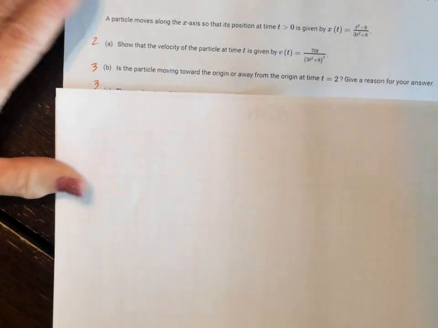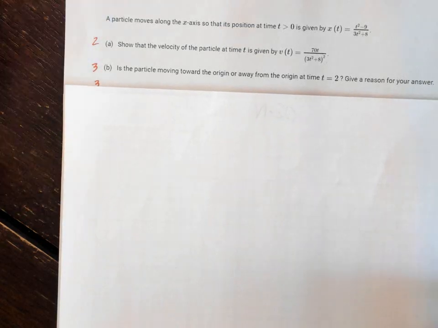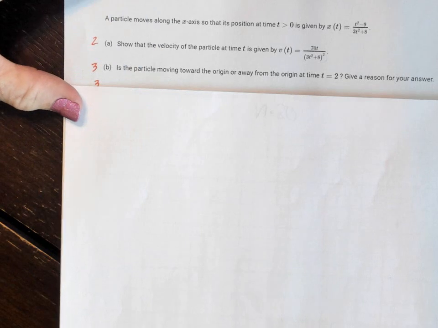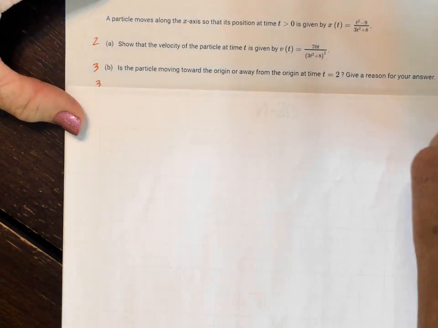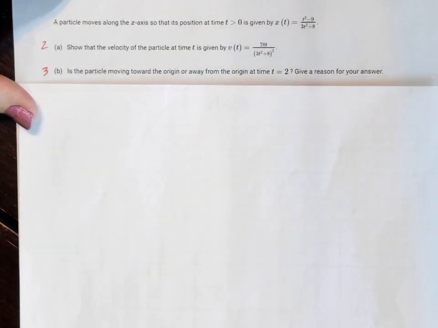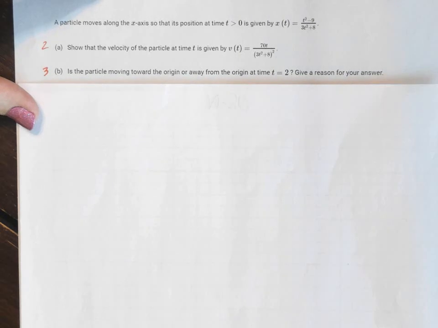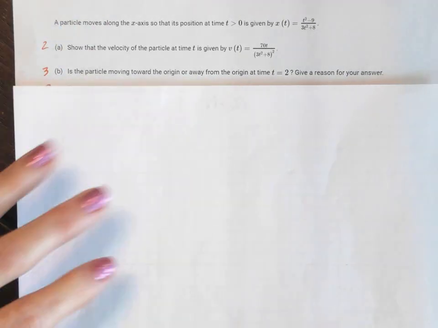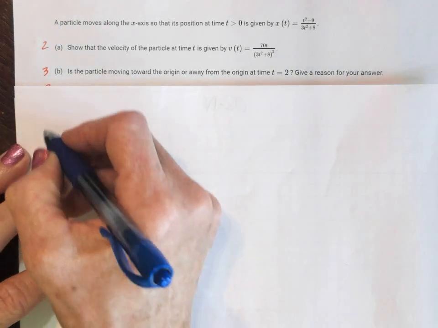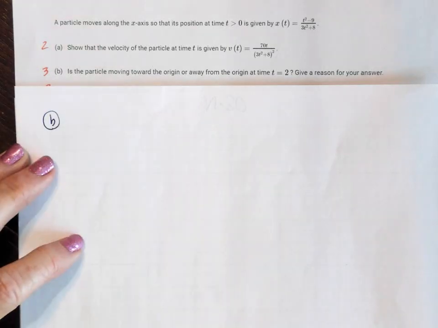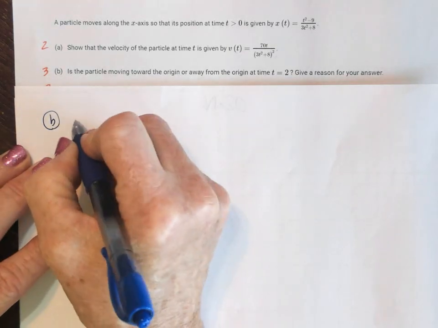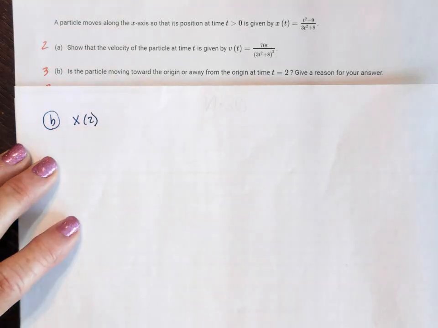Part B. I put the problem aside and I need the problem. Part B says, is the particle moving toward the origin or away from the origin at time 2, and give a reason for your answer. So we need to figure out where is it at time 2, and then what direction is it moving at time 2. So where it is at time 2 will be x of 2.